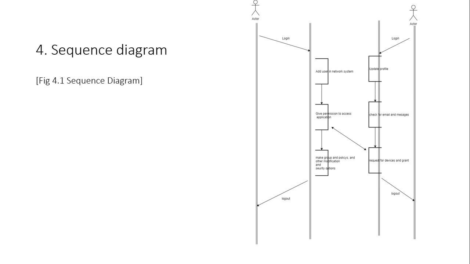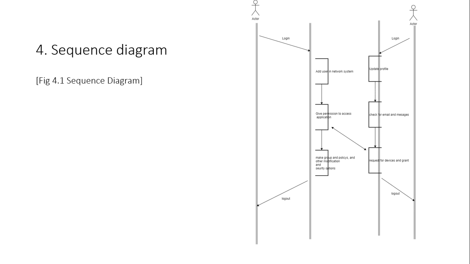A sequence diagram. There are two actors: users on the right hand side and admin on the left side. While the admin logs in, add a user network system, give permission to access the application, make groups and policies, and make modifications on the network system.